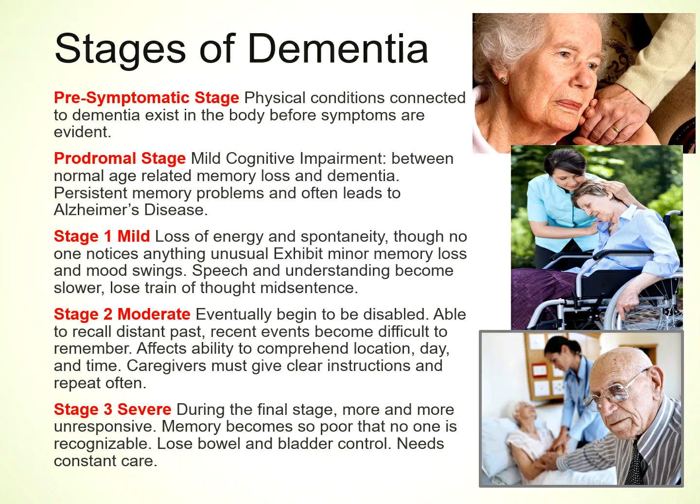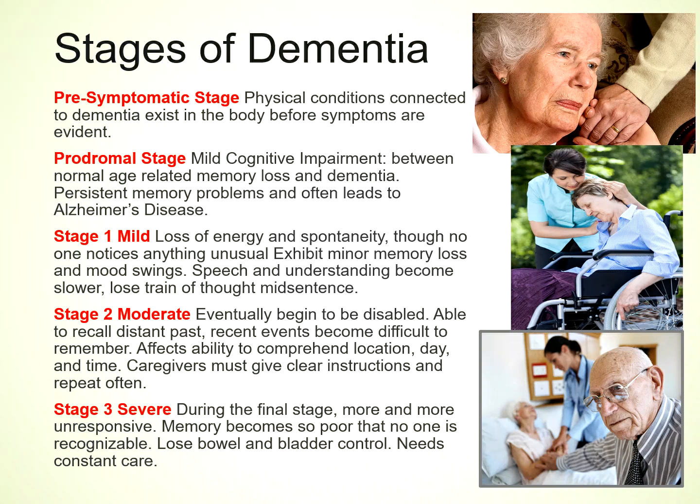And then there's moderate, which is stage 2, where a person with Alzheimer's eventually begins to be disabled. They're able to recall the distant past. Recent events become difficult to remember, and it affects the ability to comprehend location, day, and time. Caregivers must give clear instructions and repeat things often.